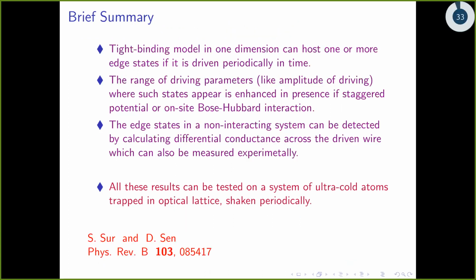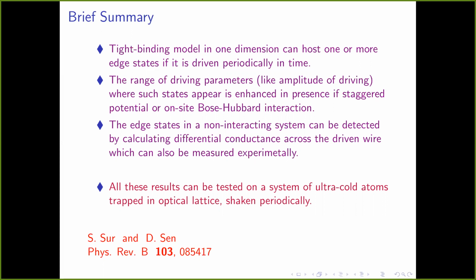Okay, so that was all. Let me summarize. The tight binding model in one dimension can host one or more edge states if it is driven periodically in time. Remember, without periodic driving, all we had were extended states. And the range of driving parameters, like the amplitude of driving, where such edge states occur can be enhanced if we have a staggered potential present or an on-site Bose-Hubbard interaction.